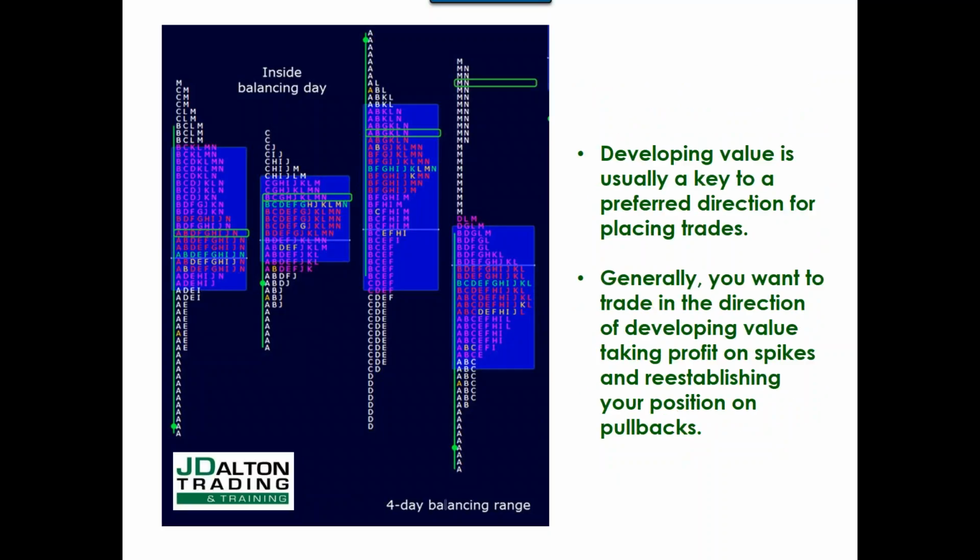Developing value is usually a key to a preferred direction for placing trades. Generally, you want to trade in the direction of developing value, taking profits on spikes and reestablishing your positions on pullbacks. So in the first day to the left, a rotational day, direction is up, you generally want to take profits on spikes and buy pullbacks. It worked on this day.